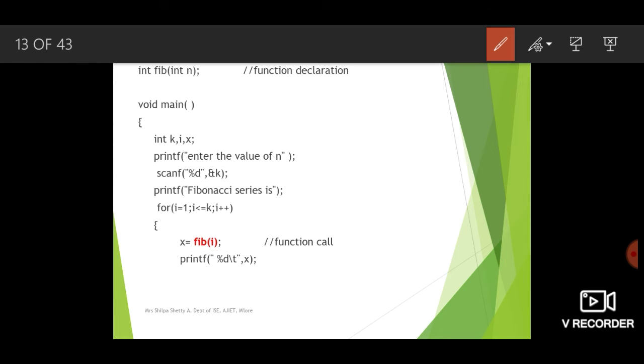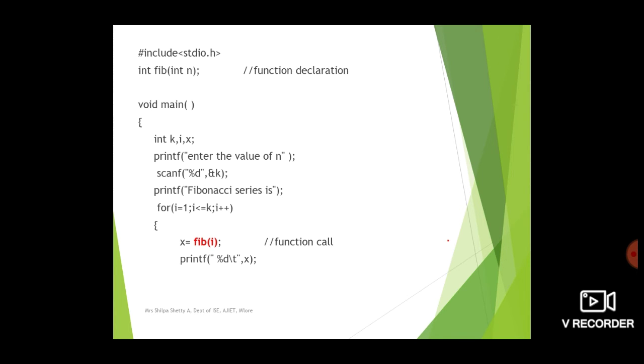So first we will call fib of 1, then fib of 2, fib of 3, fib of 4. Each time the function returns a value, the value is stored in x, which we will print in the next line. So x is equal to fib of i, printf %d x. That is the end of the for loop and the end of the main function.